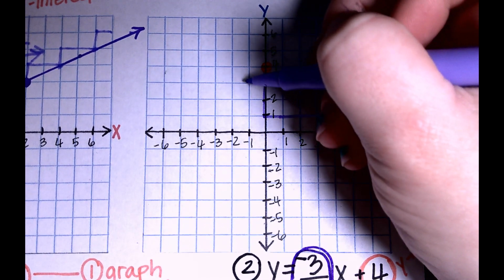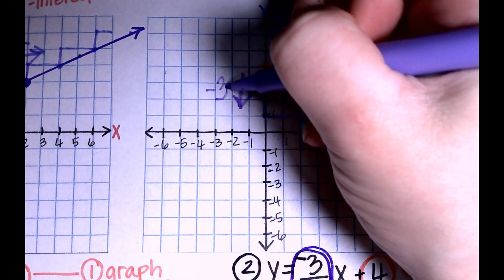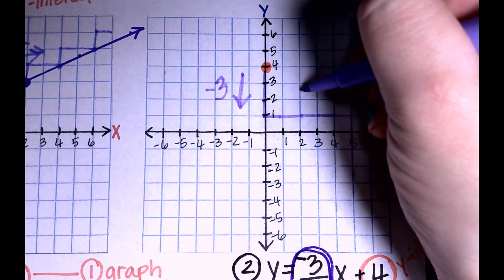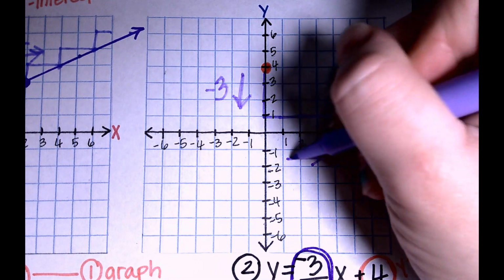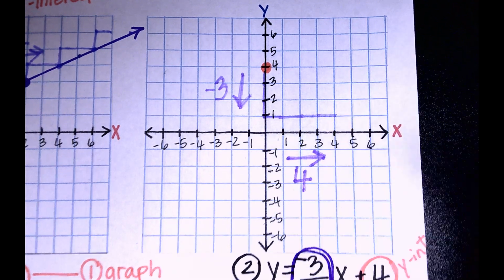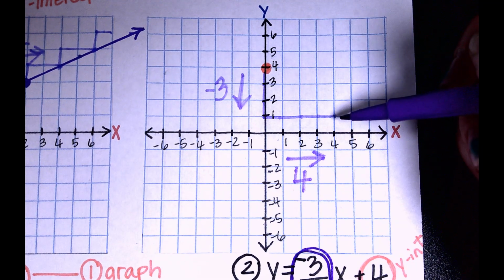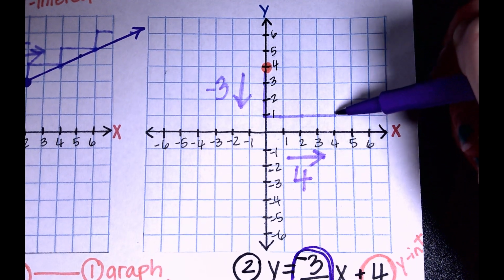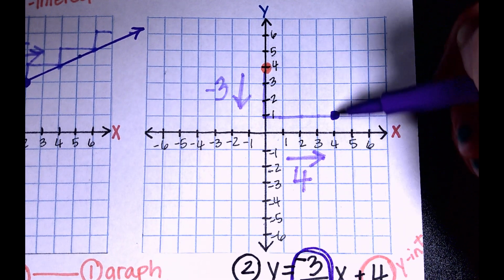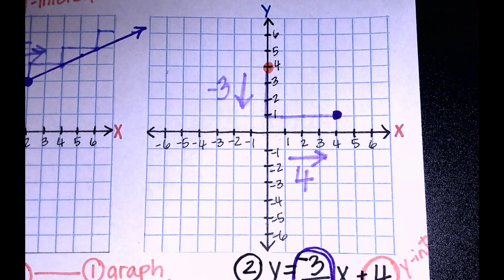So I went down -3, and I went over 4. Okay, so my next point will go right where I landed, right here. We're lining up with 4 on the x-axis, and we're lining up with 1 on the y-axis. So we've got our 2 points. Now we just connect the dots.